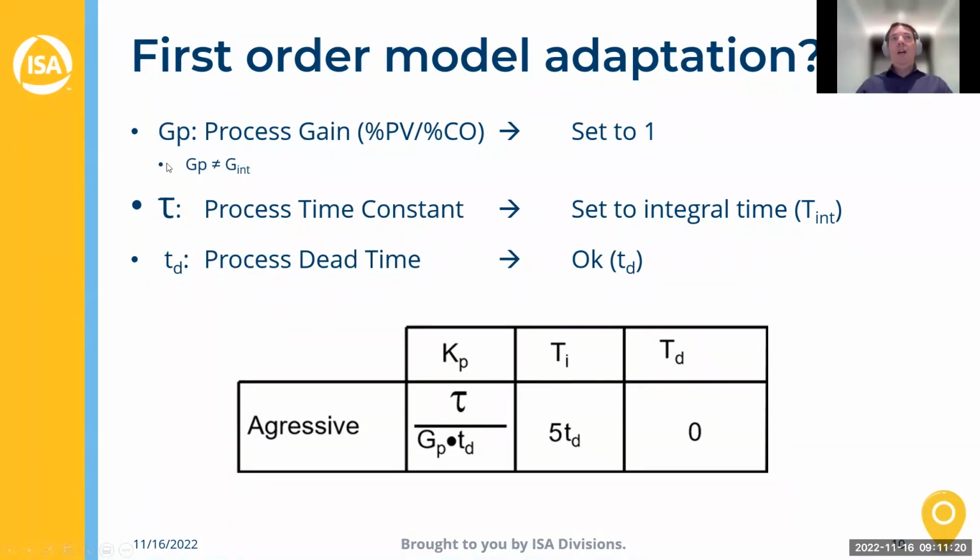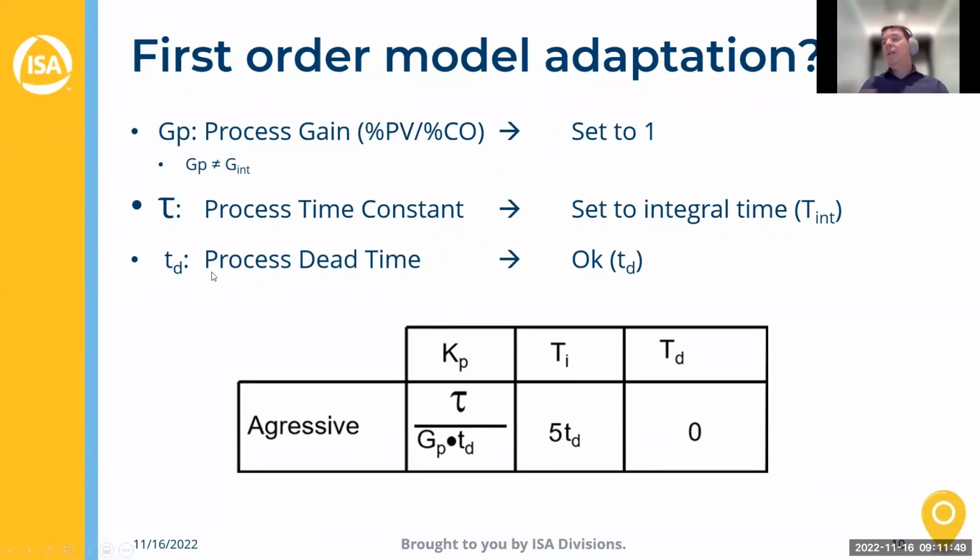So before we had process gain, but here we cannot calculate the process gain because the process does not self-regulate. So we will set it to 1. So this is our adapted model. We say the process gain will be 1. My time constant, which was before the time it took to change by 63.2%, I will set to my integral time. That's why we calculated this integral time previously. It will replace my process time constant.